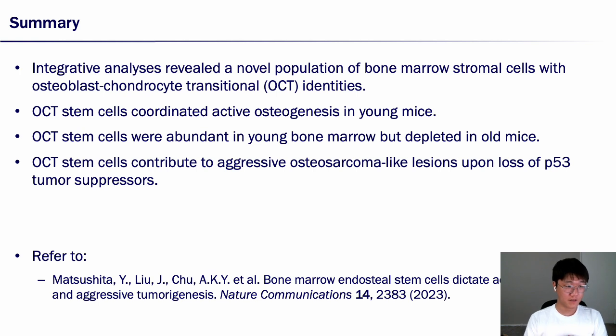So as a takeaway message, integrative analysis revealed a novel population of bone marrow stromal cells with osteoblast-chondrocyte transitional identities, and OCT stem cells coordinate active osteogenesis in young mice. They are abundant in young mice but depleted in old mice. Finally, OCT stem cells contribute to aggressive osteosarcoma-like lesions upon the loss of the P53 tumor suppressor, and these derived tumor cells show obviously abnormal molecular features.